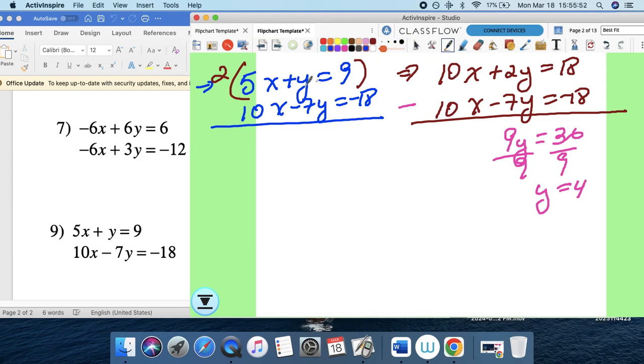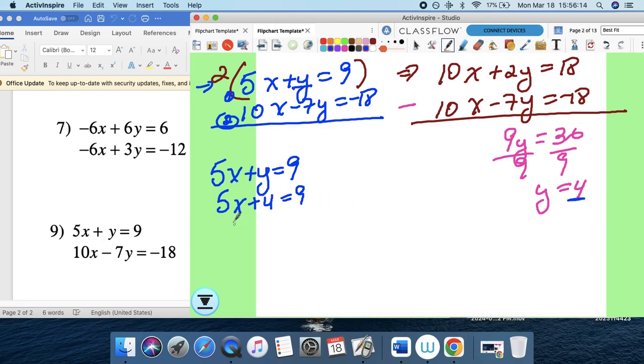So I have two equations here. Go back to the original. This is equation 1, and I'll put it over here, and this is equation 2. I pick one of them. Doesn't matter. I'm going to pick equation 1. 5x plus y equals 9. 5x plus 4 equals 9. Now we replace the y with this value over here.